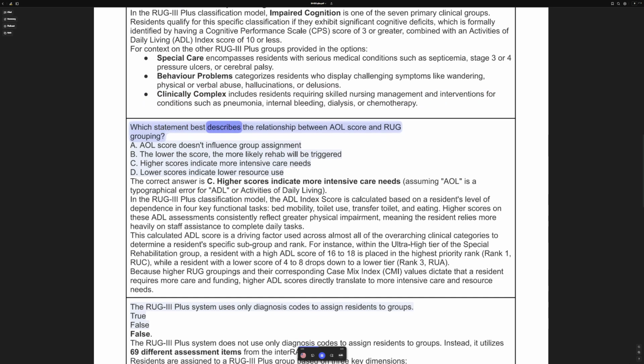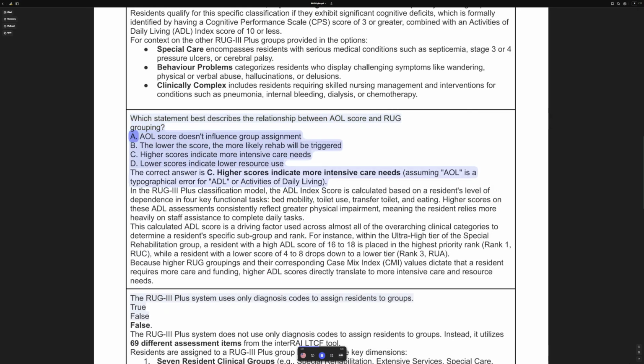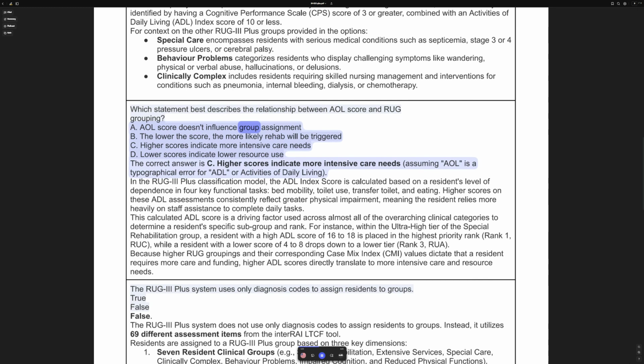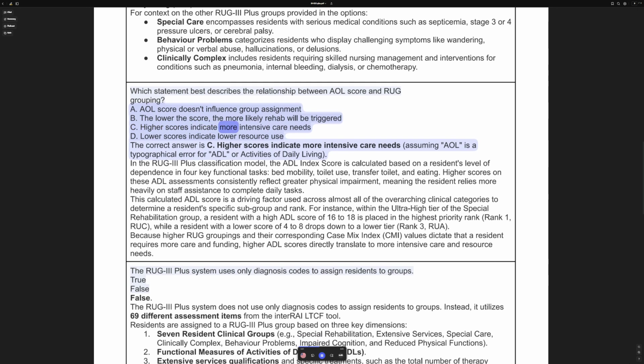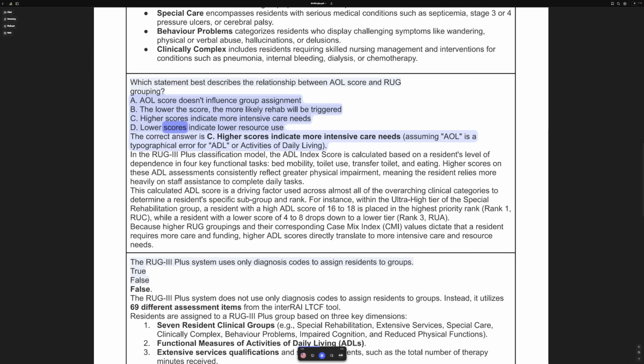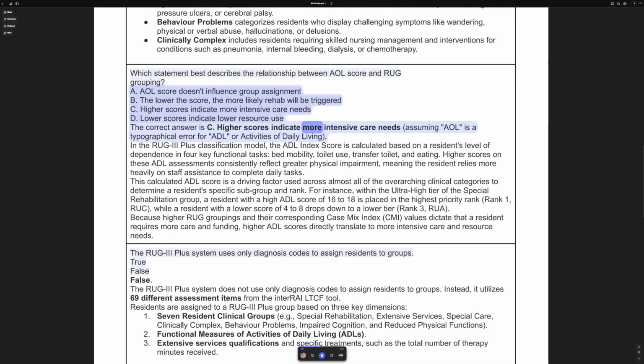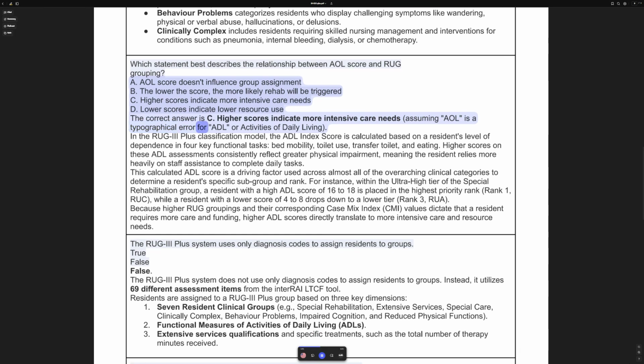Which statement best describes the relationship between AOL score and RUG grouping? A. AOL score doesn't influence group assignment. B. The lower the score, the more likely rehab will be triggered. C. Higher scores indicate more intensive care needs. D. Lower scores indicate lower resource use. The correct answer is C. Higher scores indicate more intensive care needs. Assuming AOL is a typographical error for ADL, or activities of daily living.